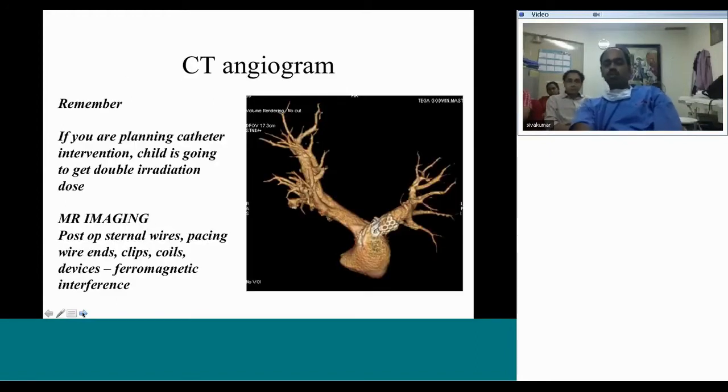CT angiogram is a very valuable tool. However, we need to remember that the child will get double radiation. If you are going to do a CT angiogram and subsequently put the patient through a PA stenting procedure, the patient gets too much radiation.